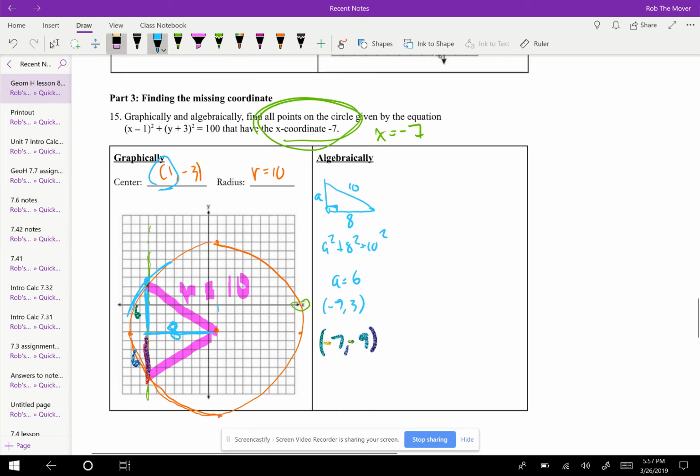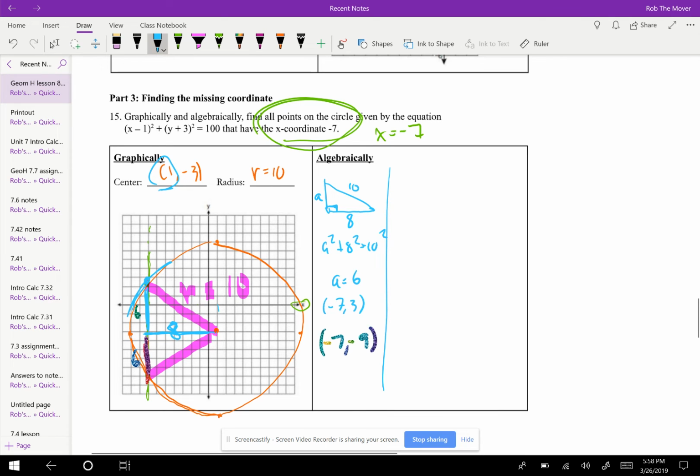So you got one solution at -7, 3, and the other solution at -7, -9. They're both 6 units from where the center was at -3. 6 units up, 6 units down, and 8 units to the left.